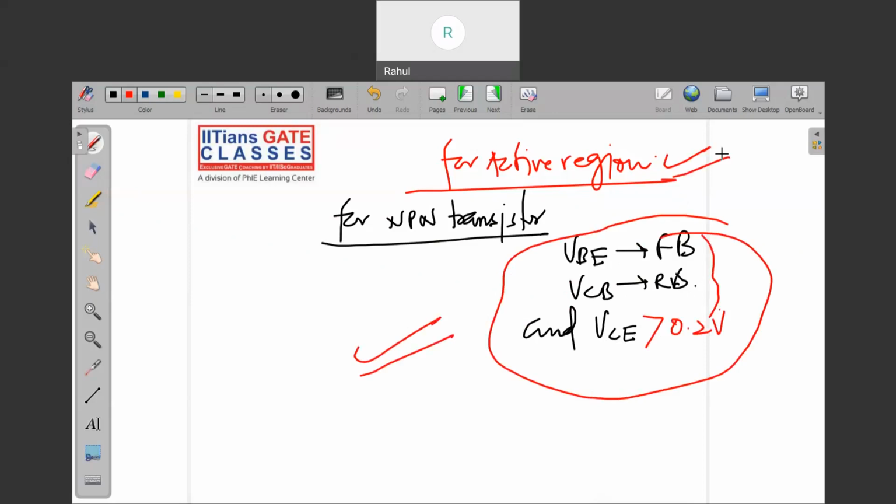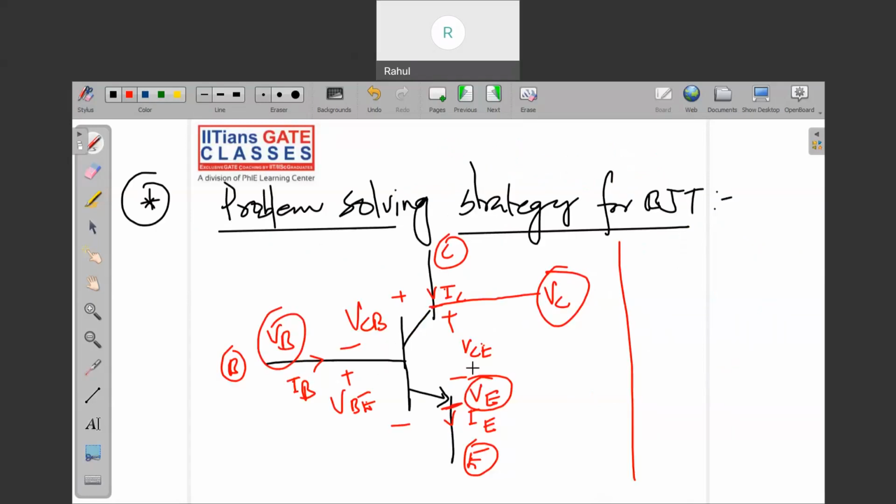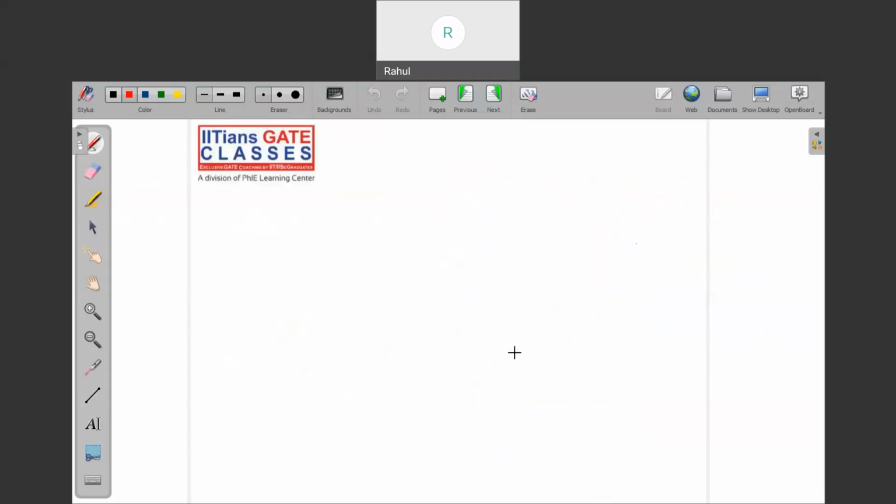then your transistor will be in active region. So whenever you solve the problem, you will have to calculate your VC, and only then can you verify that your assumption is correct. So what should be the flow for calculating all these things?